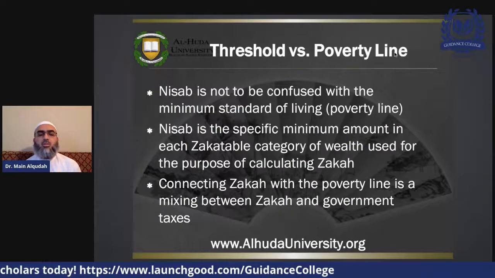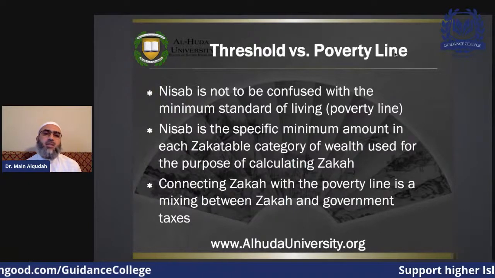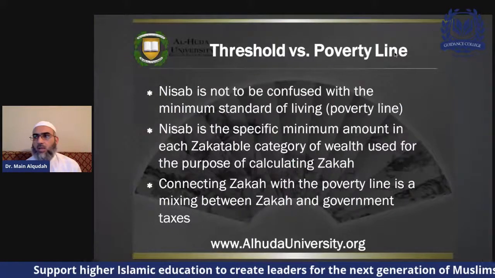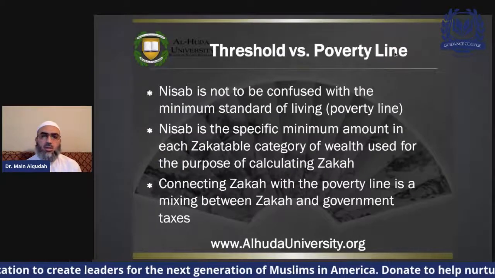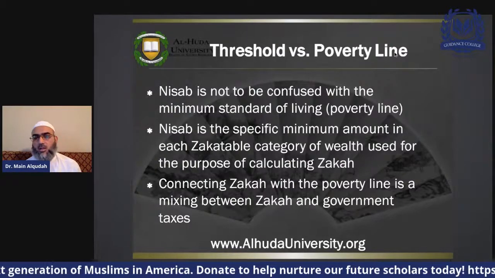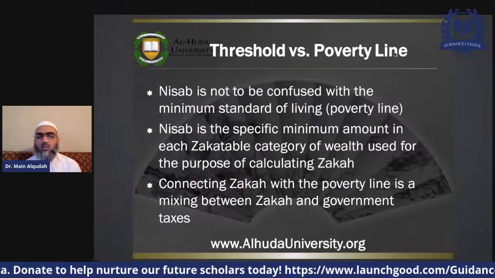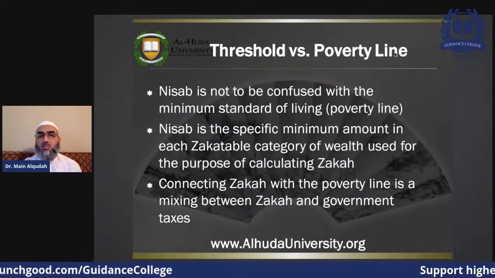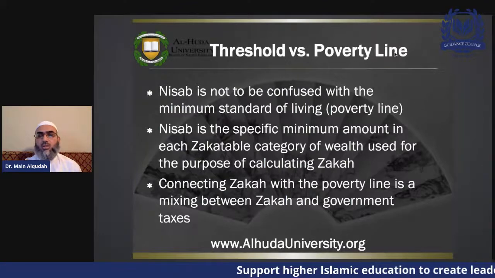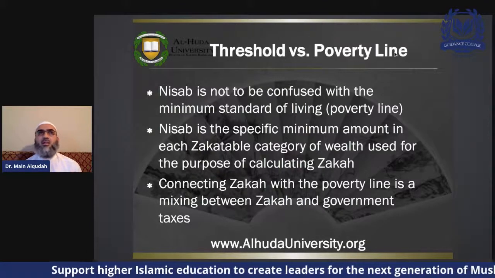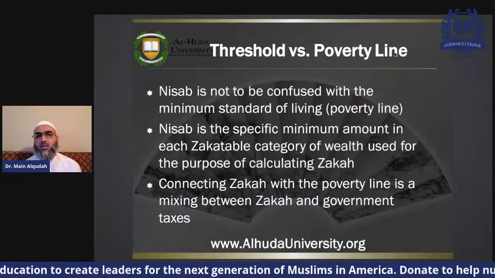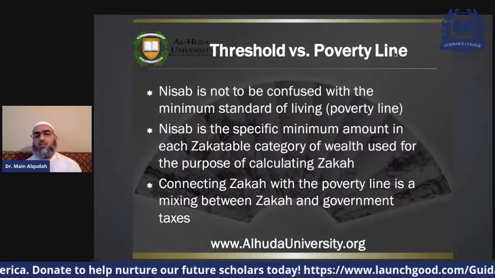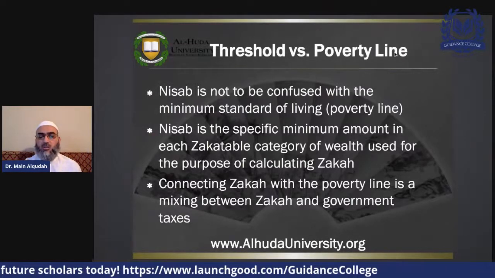Respected all, the last topic we discussed last week was the threshold versus poverty line, and we concluded that there is no connection between the two. Someone might be under the poverty line, yet that person is a zakat payer, and somebody else might be above the poverty line, yet he or she is an eligible zakat recipient. We said several times that the threshold is a technical zakat-related standard, while the poverty line is the standard of living that the government sets for financial support purposes for those who are eligible.